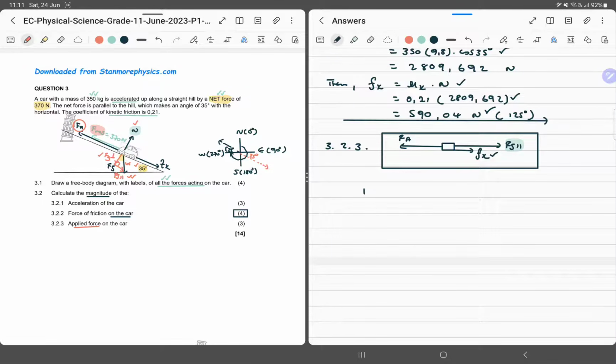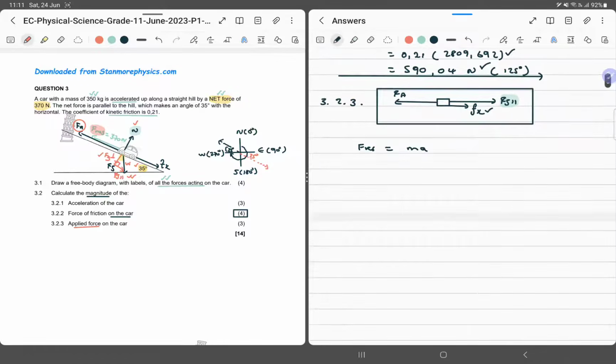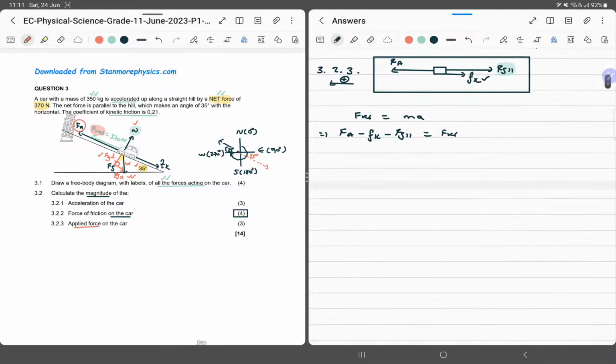We know that from Newton's second law the resultant force is equal to MA, right? Which implies that it's going to be F. We can choose to the left as positive, or upslope as positive. So this is going to be FA minus FK minus FG parallel equals, now this is the resultant force. Because that's what they gave us, right? You can write MA if you like, doesn't matter.